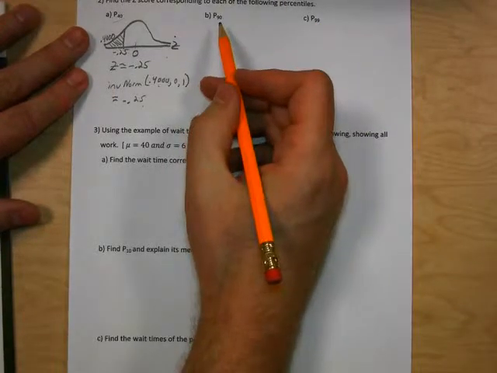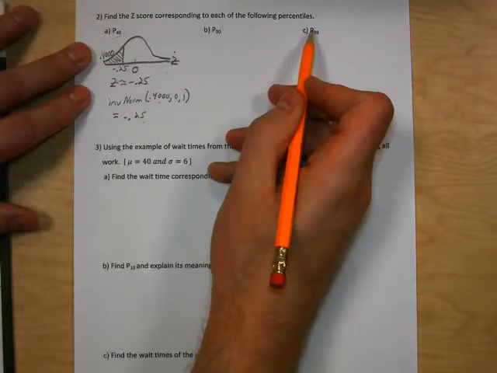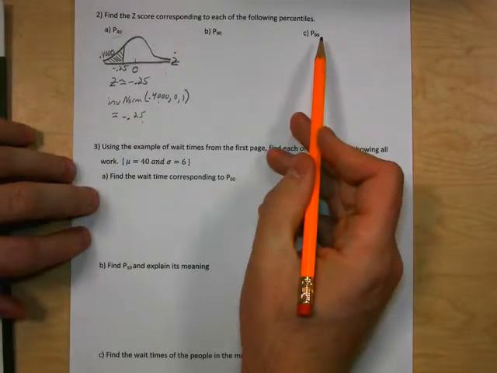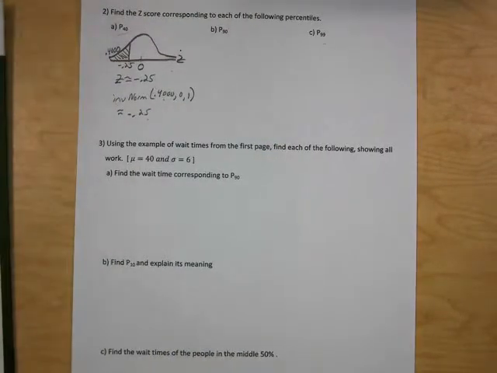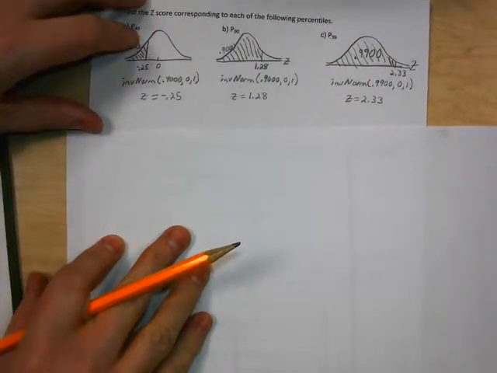Okay, and then if you try P90 and P99, so P90 means you have 90% to its left, and P99 you have 99% to its left. Okay, so again, take a minute and you can try those. I'm going to put the answers up here for the sake of time. Okay, so there's the answers for those.